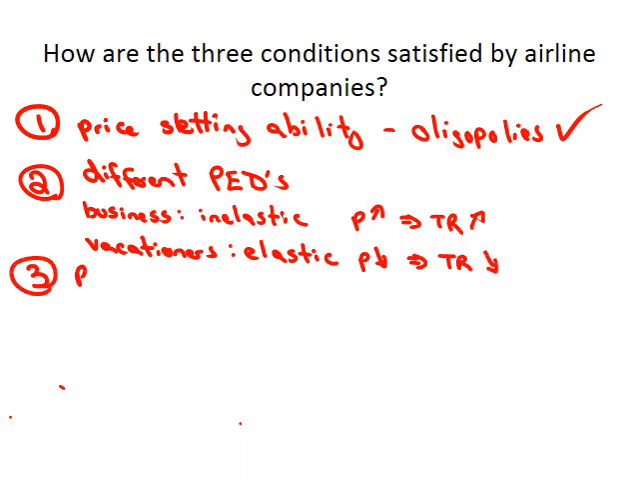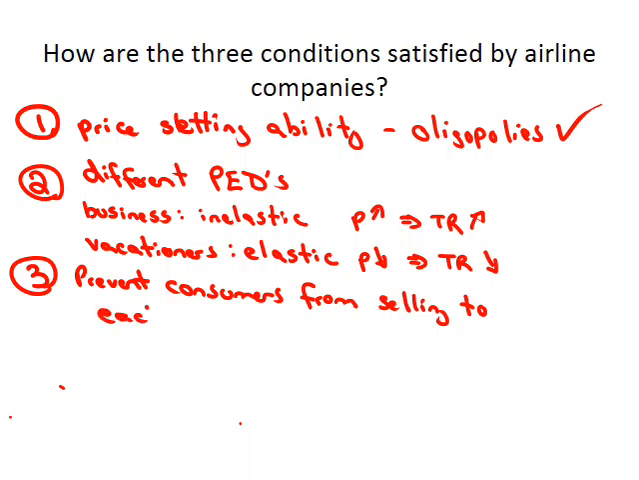And 3, prevent consumers from selling to each other. So you have to provide ID is a big one. So you can't have someone going out there and scooping up the cheap prices and then turning around and scalping the tickets, like at a baseball game or something. At the airport, the name has to match. Your name has to match what's on the ticket. You have to be able to prove that.